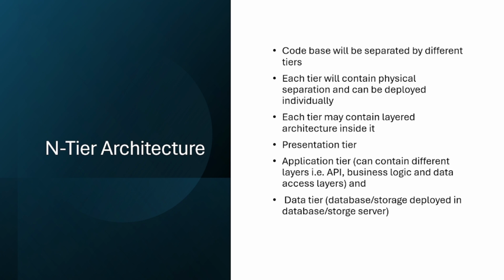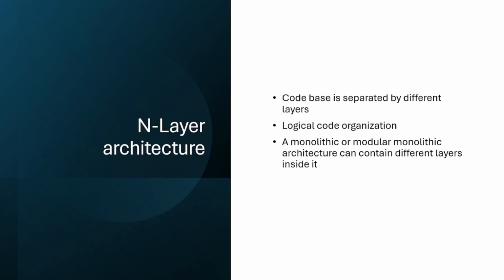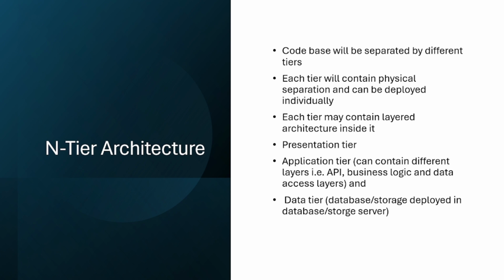Second, n-tier architecture. Here, the code base will be separated into different tiers, and each tier will be physically separated and can be deployed individually. In the n-layer architecture, if I go back, the whole code base and all the layers inside it will be deployed as a whole. So you cannot separate each layer from the entire solution, and you cannot deploy each layer individually. But for the tiered architecture, you can deploy each individual tier separately on your deployment server, because each tier will be physically separated. So each tier will have its own code base in the software solution.